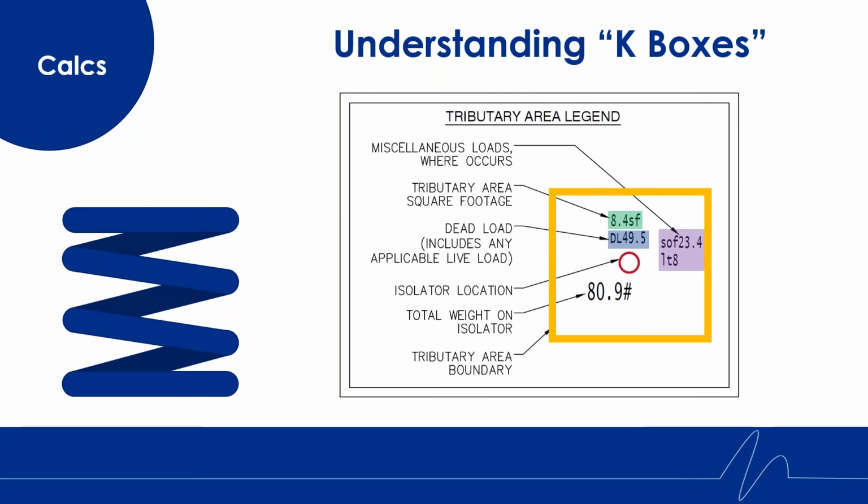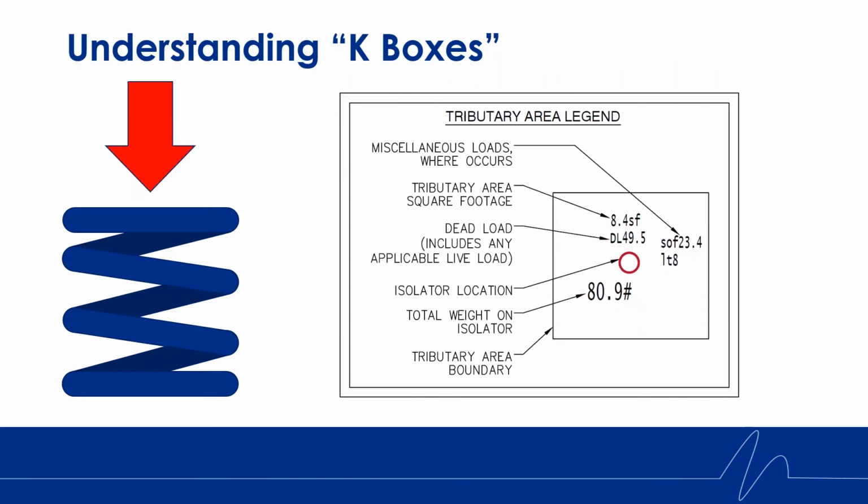Highlighted in purple are the miscellaneous loads. These are loads that occur in any one specific location versus throughout the entire isolated ceiling. Common examples are soffits, elevation changes, lights, and ductwork. The number highlighted in red is the sum of the dead load total along with the addition of the miscellaneous items. The 80.9 in this instance is referring to the amount of weight that will be imposed upon this spring.